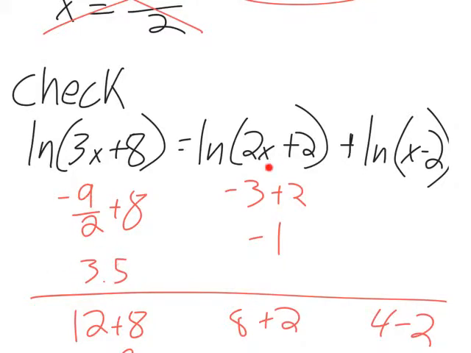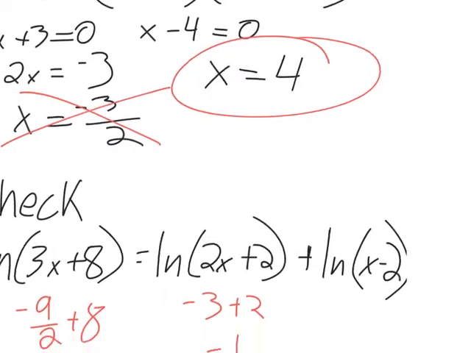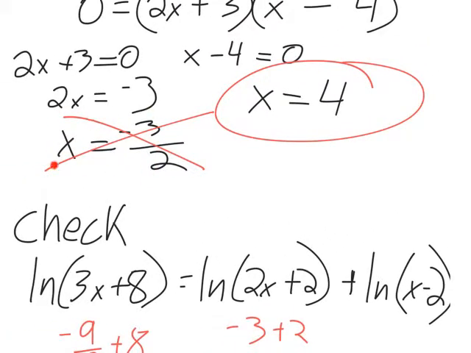But then plugging it in here, negative 3/2 times 2 is going to give you a negative 3. Plus 2 is a negative 1. That won't work, okay? This cannot be a negative number, and so that's why I went ahead and crossed out the negative 3/2 problem. Next, we check this one, the 4.